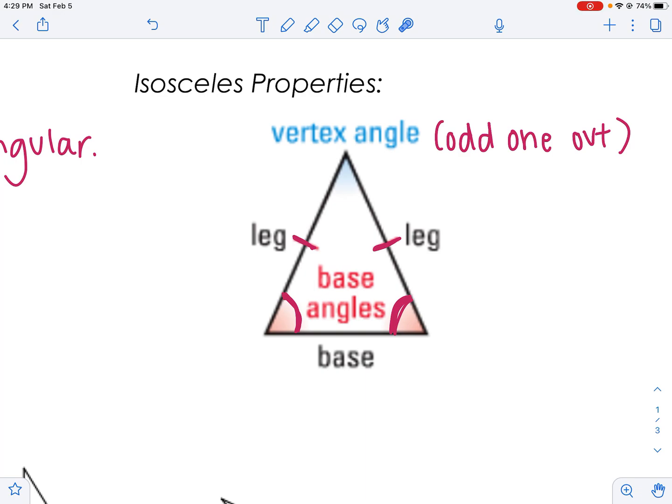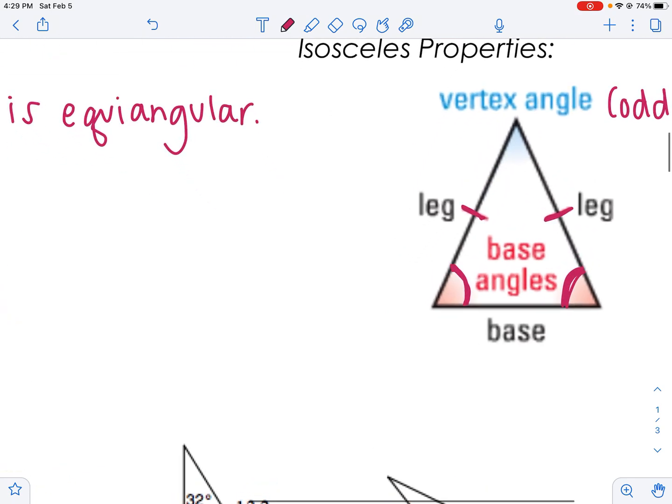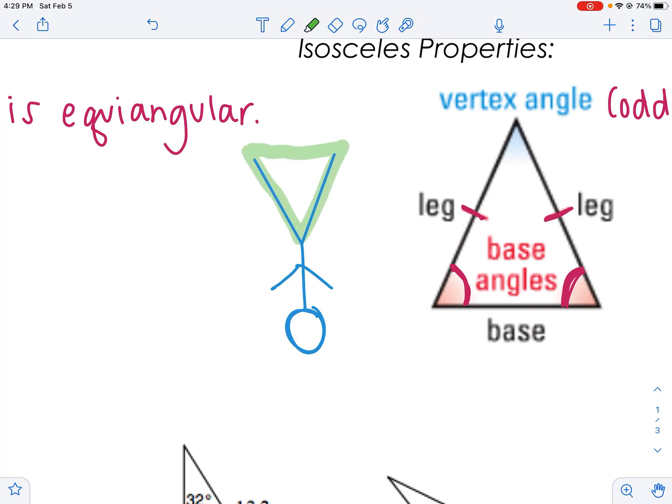Now, the way that I like to remember this is that I literally can draw a stick figure with the legs, and then the shoes would be where the base angles go. And it doesn't matter how I draw that stick figure, how I draw that triangle, I can change it up. So let's just say that our person wants to go skydiving. And I'm going to do this. I'm going to make a triangle right here. And I'm going to go ahead and call that triangle ABC.